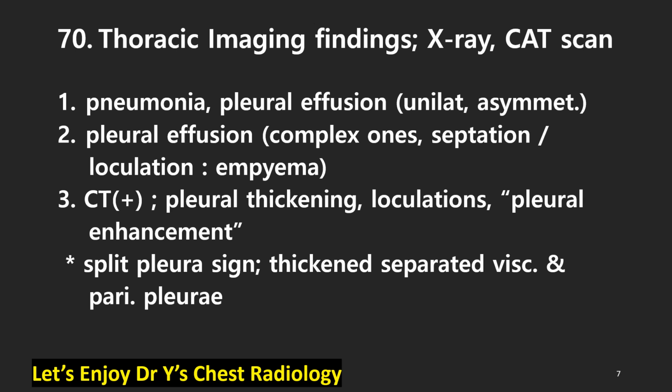Contrast-enhanced chest CT shows us pleural thickening, pleural loculation, and pleural contrast enhancement. There is a famous sign named the split pleura sign. As the name implies, the visceral and parietal pleurae are split, divided. So we can see the thickened, separated pleura with contrast enhancement.